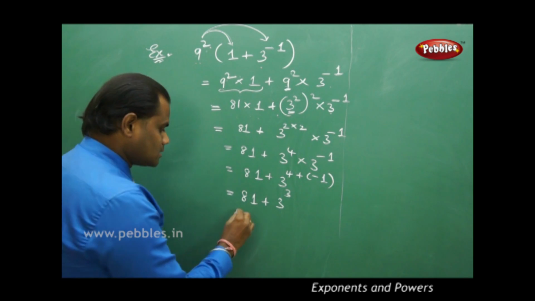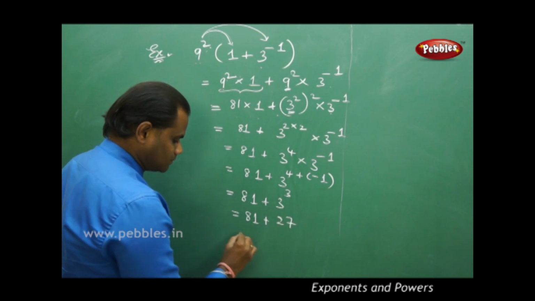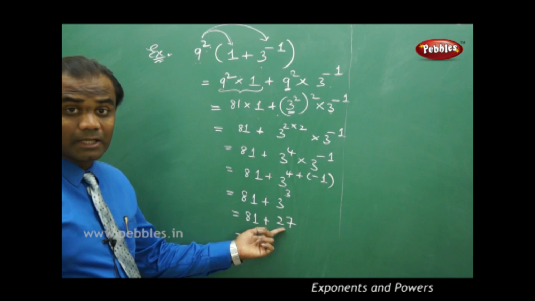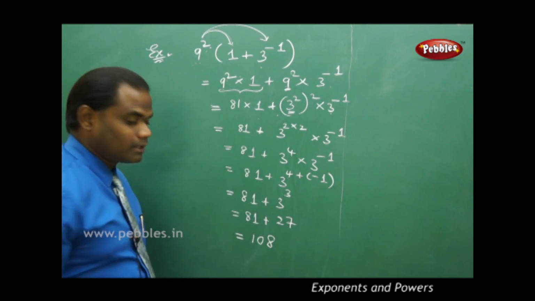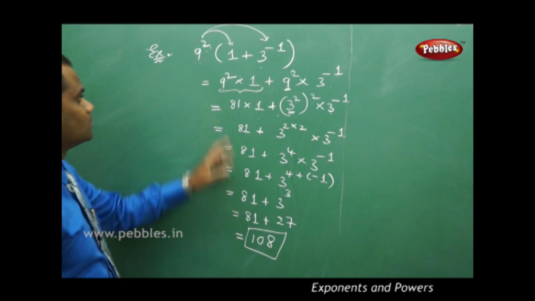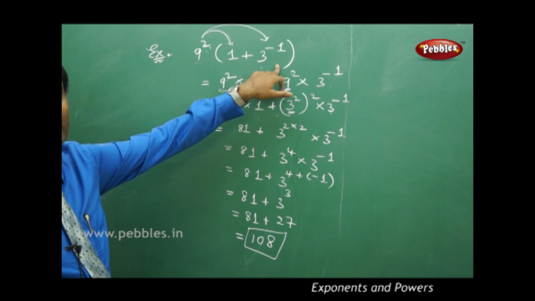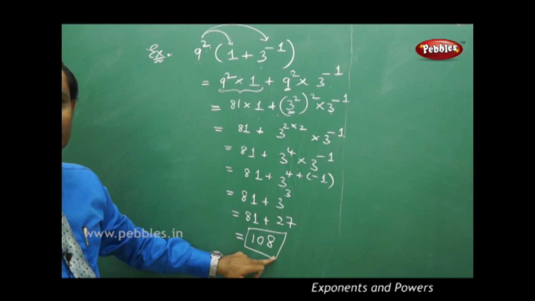So indirectly this is nothing but 81 plus 3 cube, which is 27. So when I simplify this, it would be 108. So my simplified answer is 108 for the given problem. 9 square into 1 plus 3 raised to negative 1 is 108.